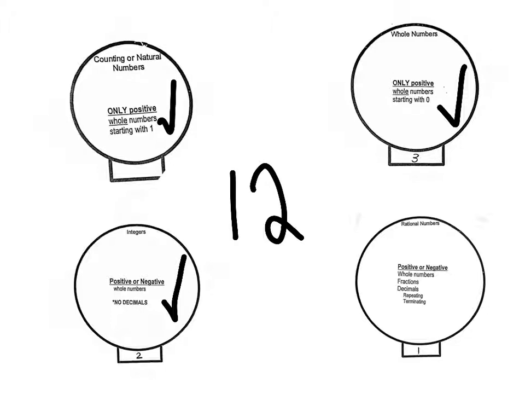12 still falls in that category. Then we move on to our last group, which is rational numbers. Positive or negative whole numbers falls there too. So that one is it. So 12 could be represented by counting or natural numbers, whole numbers, integers, and rational numbers.